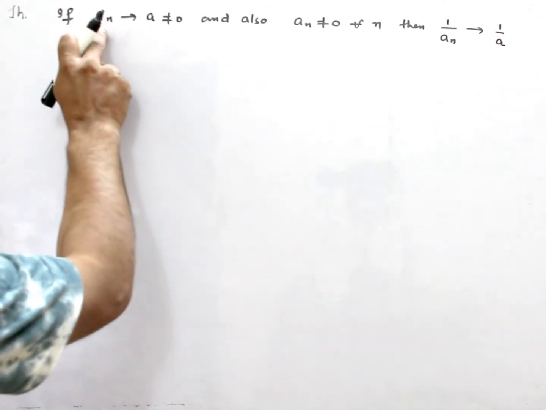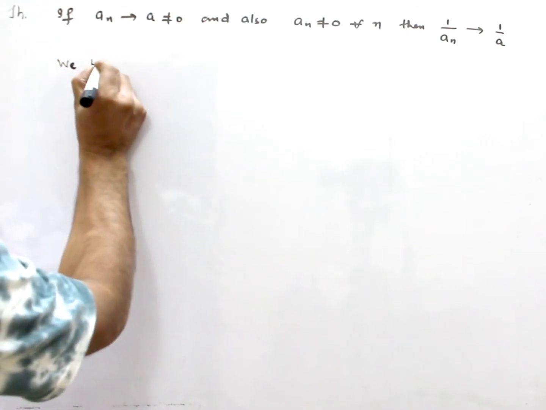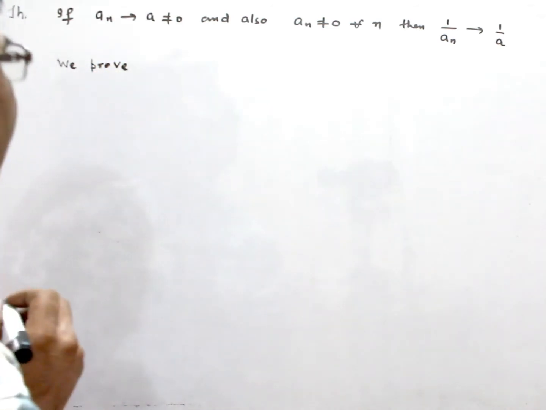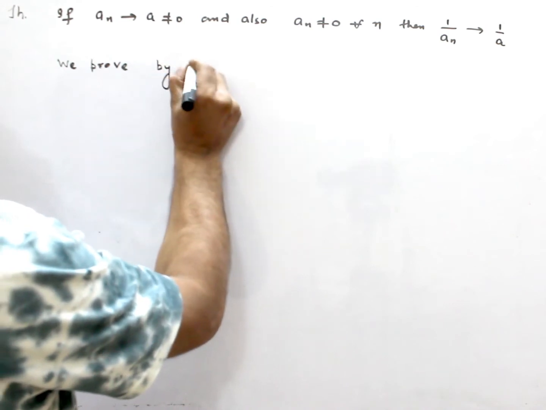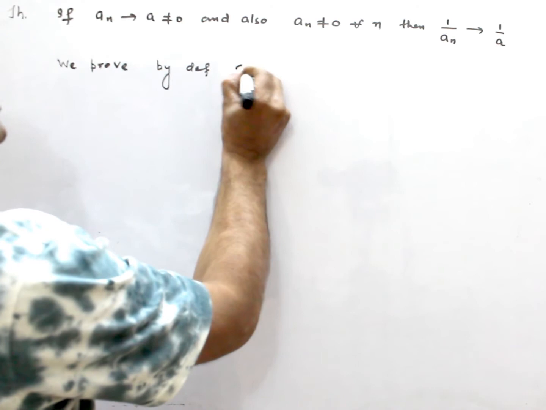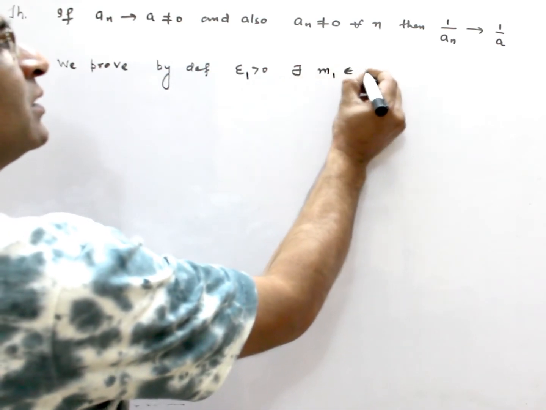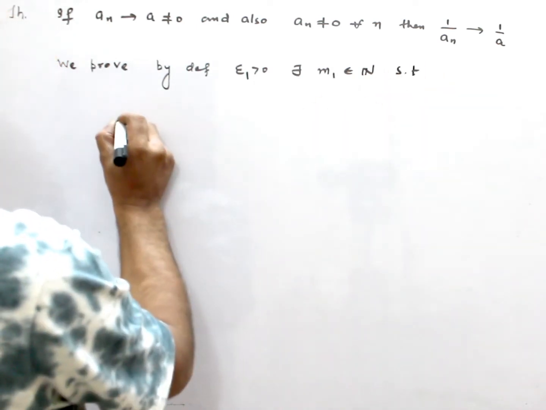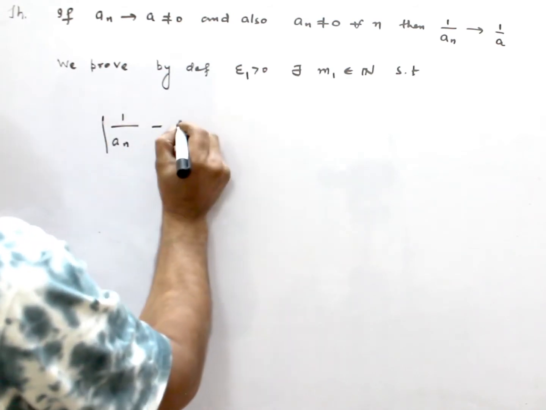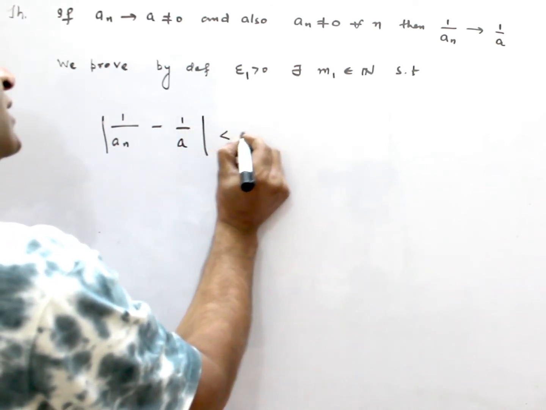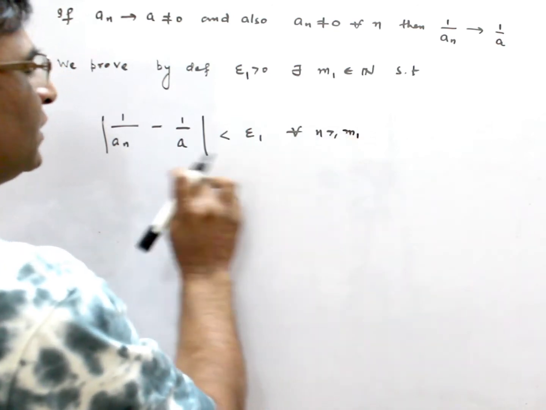So one thing is given, a_n converges to A, and we have to prove that. That means we prove by definition: for each epsilon positive, I take here epsilon 1, there exists M1 in N such that |1 by a_n minus 1 by A| is less than epsilon 1 for n greater than M1. This we have to prove.